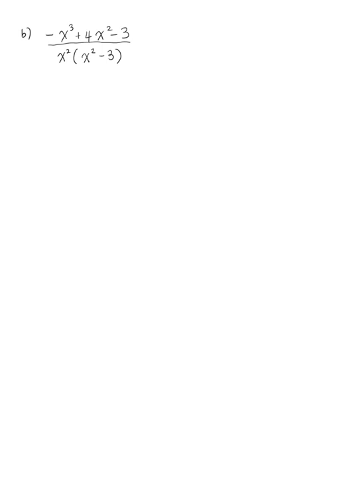Let's do another example. We are given negative x cubed plus 4x squared minus 3 all over x squared times x squared minus 3. First of all, this is a proper fraction because the degree on the bottom is going to be 4 and the degree on the top is 3. So we're good to go. Now, we have to factor the denominator completely, but I believe that this has been factored completely. All right, so now let's see how many fractions we are going to have.